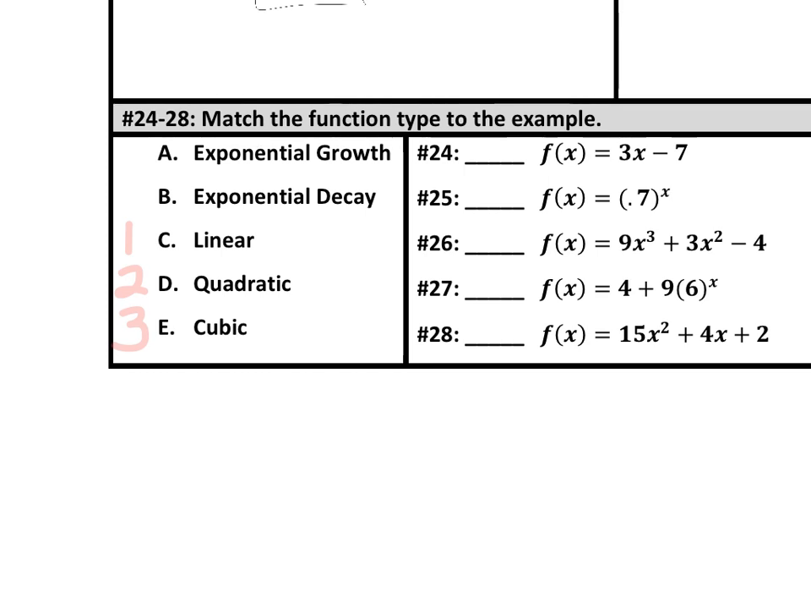And then let's go back up to A and B. It says exponential. For exponential functions, that means that your exponent is an x. So we can do a lot of this work before figuring out the difference between growth and decay.